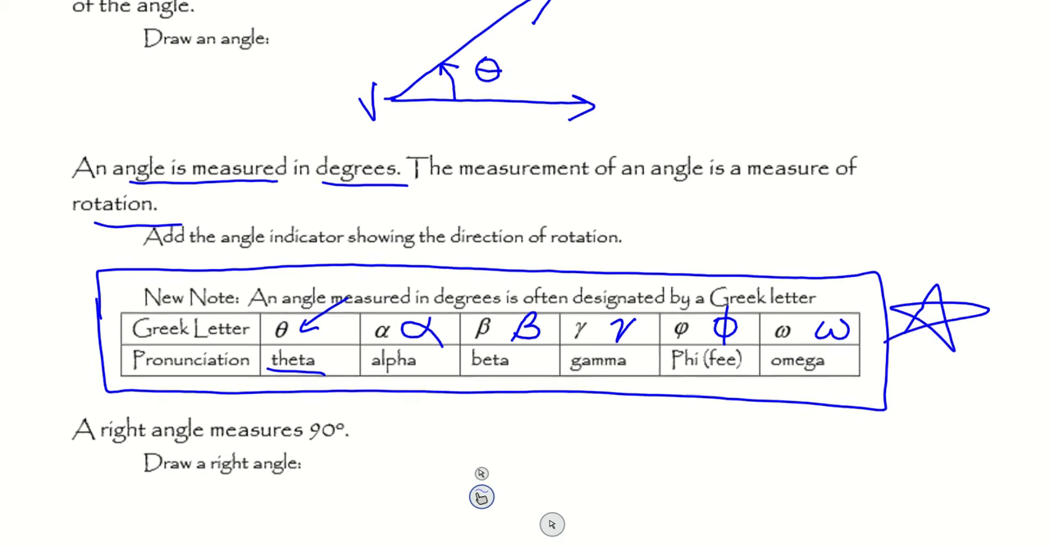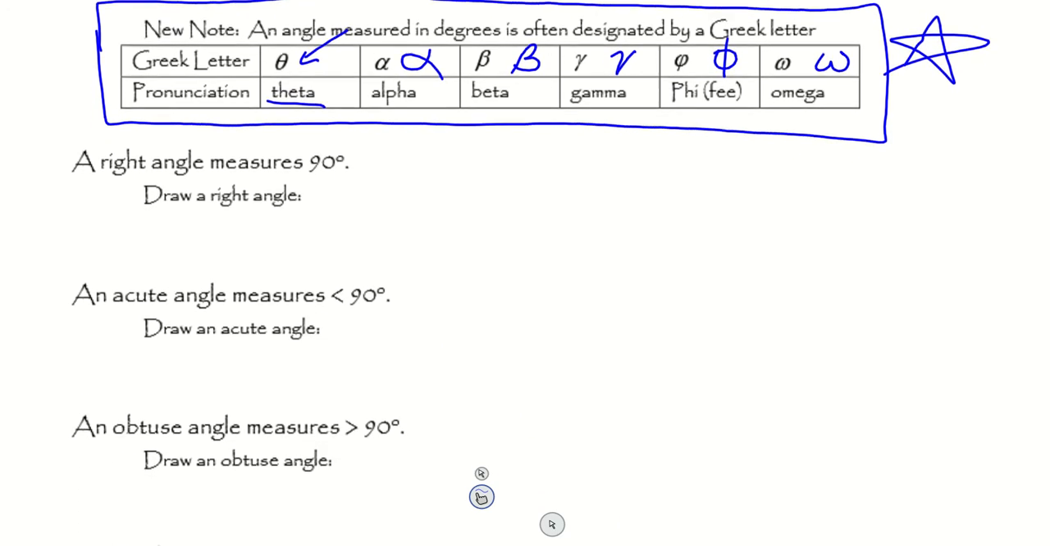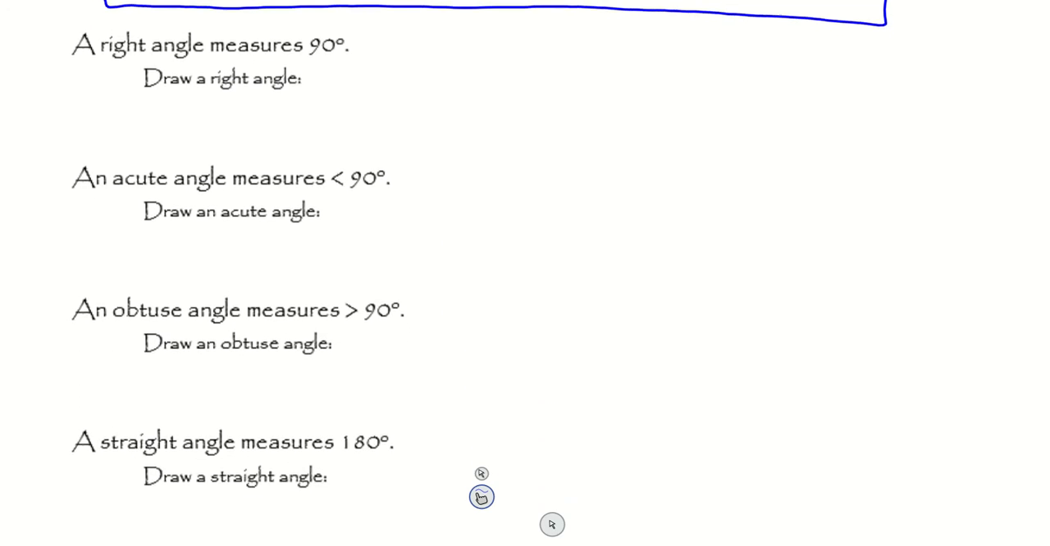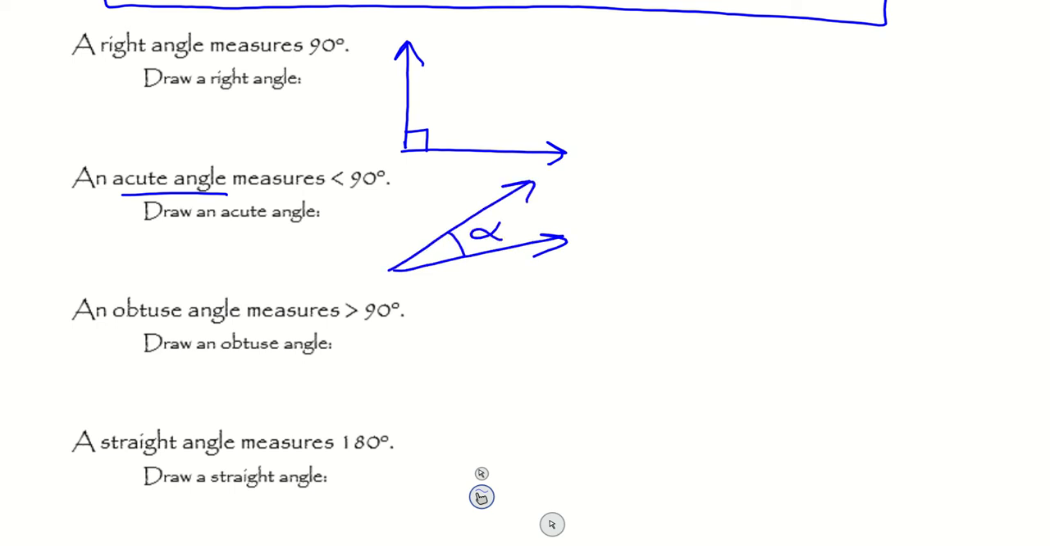All right, so moving on. These are also things we already know. We know that a right angle measures 90 degrees. So if I'm going to do a right angle, I've got my two rays, and I typically finish off the corner with a box to indicate that's a 90-degree angle. We know that an acute angle measures less than 90 degrees, so my acute angle might look like this, right? So maybe that's angle alpha.